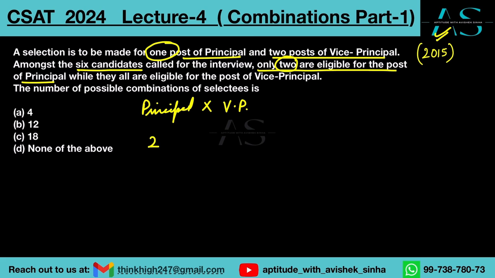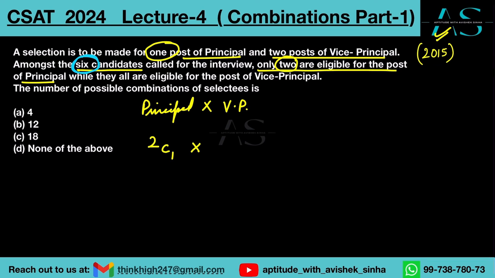Out of 2, we are selecting only 1, so 2C1 ways. Into, how many members do we have? 6 members. Out of these 6 members, 1 will be selected as the principal. How many are we left with?